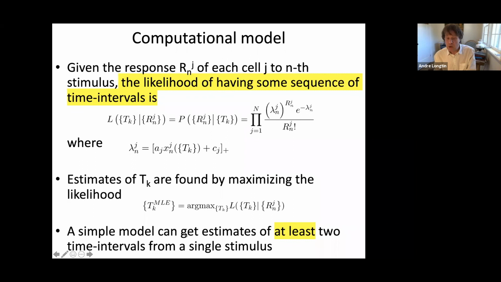And a simple model, and I'm just giving you a taste of what's to come, can actually get estimates of at least 2 intervals from a single stimulus. So you can look only at the most recent response, and in that response lies information about not only the last interval, but the previous interval.